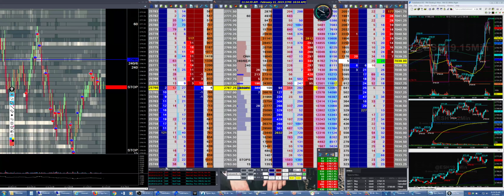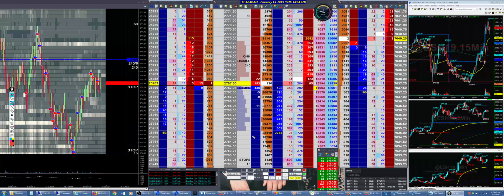Down here is just an alerts window. This just tells me, and you probably saw it move during this video, whenever there's a block order. It alerts me to that, along with an audible tone that I can hear. This is a trade bar right here.